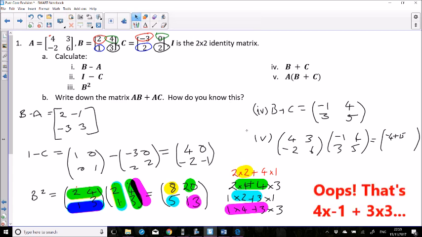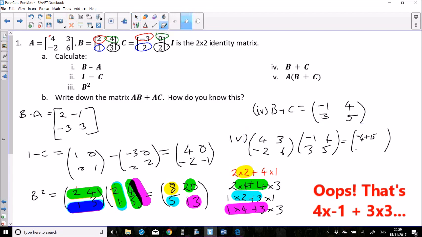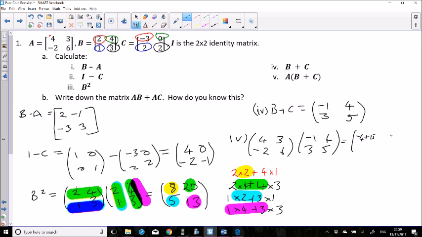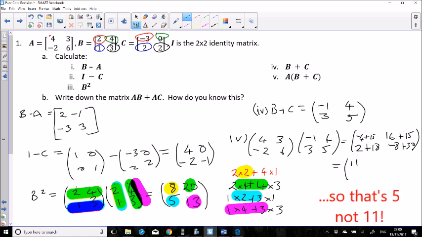Just going to run out of room here a bit. Let's move that over, give us a bit more space. Okay. Right. Then in the top right, first row, second column, so 4 times 4 plus 3 times 5. Bottom left, second row, first column, so -1 times -2 plus 6 times 3. And then finally, the second row, second column, so that's -8 plus 30. Let's just simplify that, so 11, 31, 20, 22.